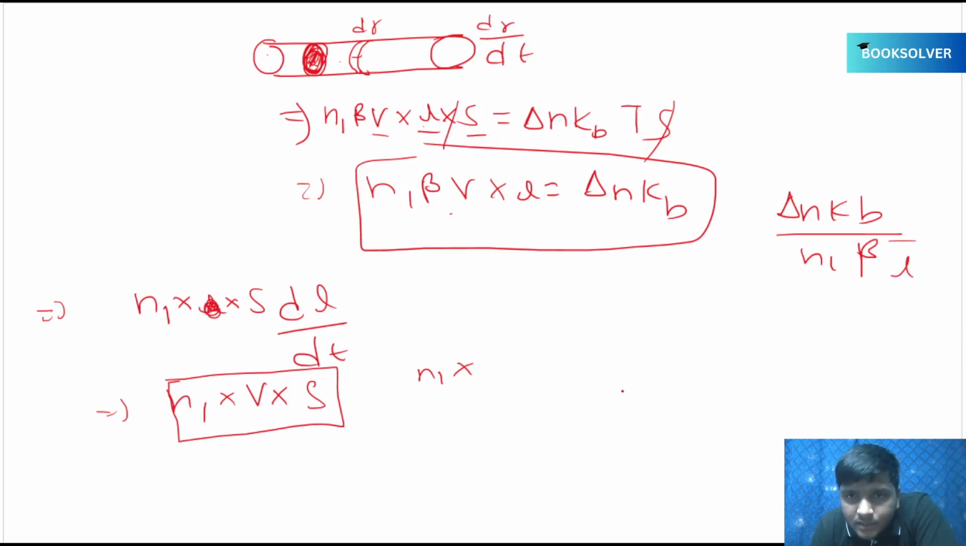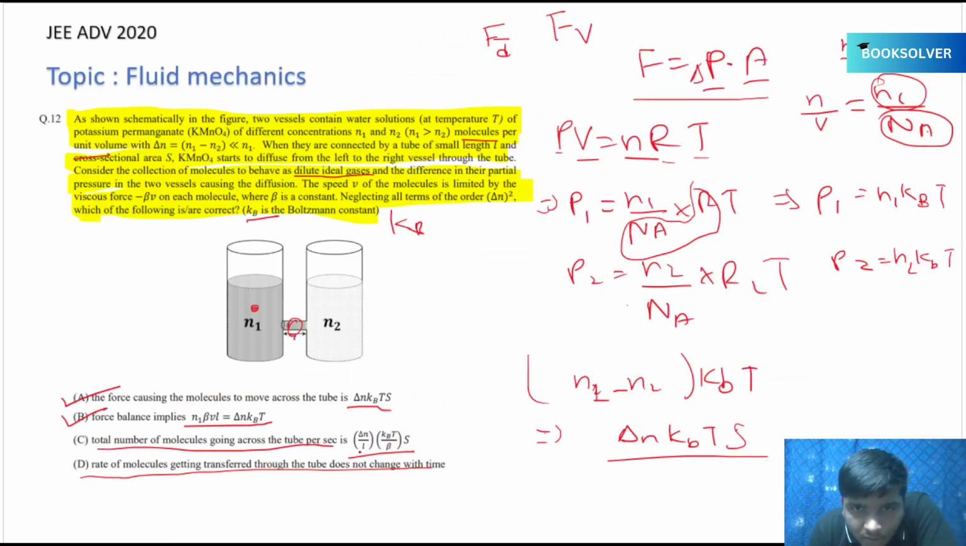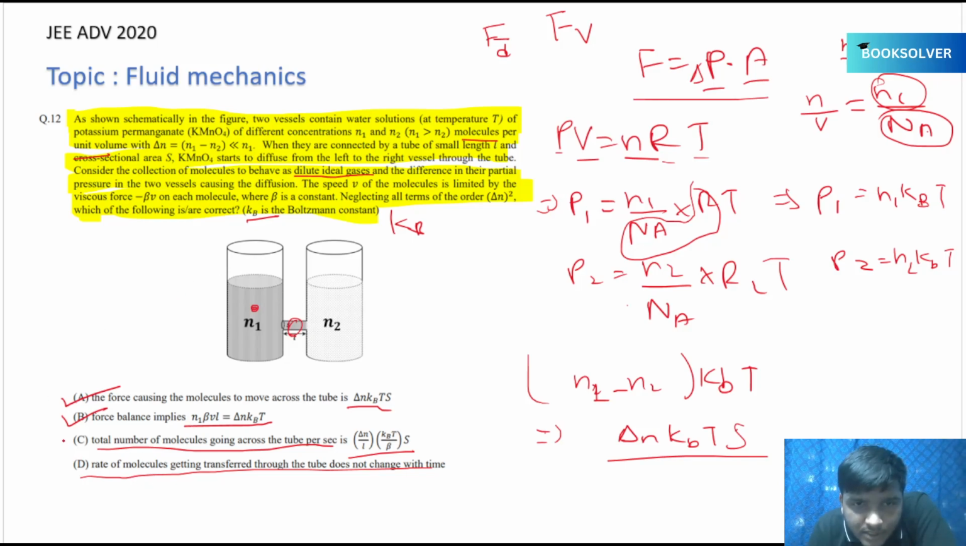Okay, I think this will be sufficient. So N1 into V, where V is delta n kBT by N1 into beta into L. Into S. Cancelling N1, we get that the rate of transfer is delta n by L, kBT by beta, and S. Yes, we got the same: delta n by beta, kBT by L, and I think I missed something, T should be here, and then S. So yes, our option C is also correct here.